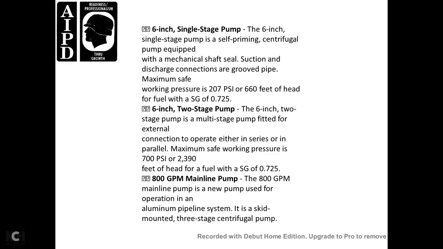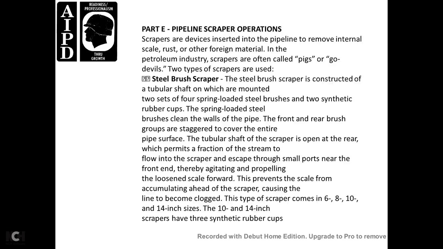800 gallon per minute mainline pump. The 800 gallon mainline pump is a newly developed pump used for the operation of an aluminum pipe link system. It is a skid mounted, 3-stage centrifugal pump.